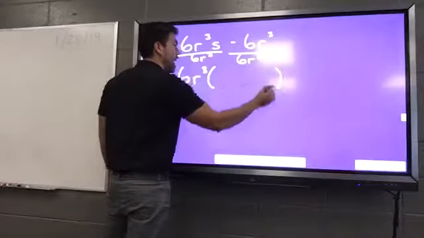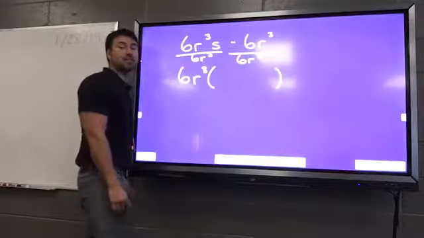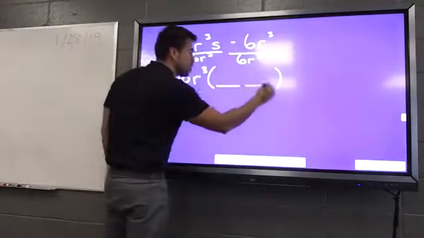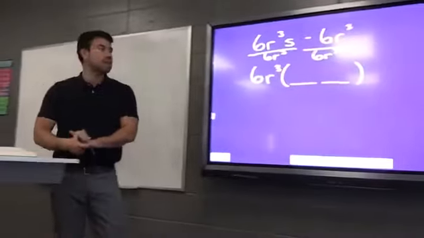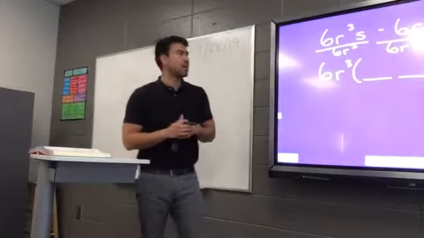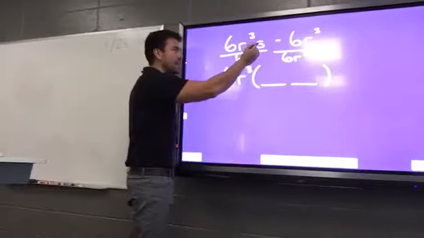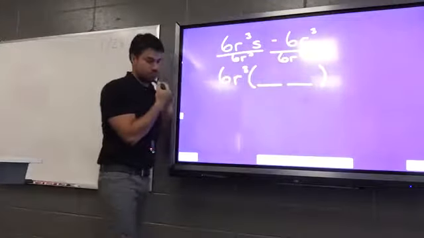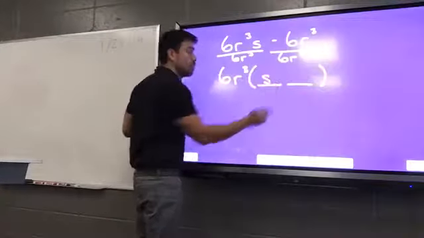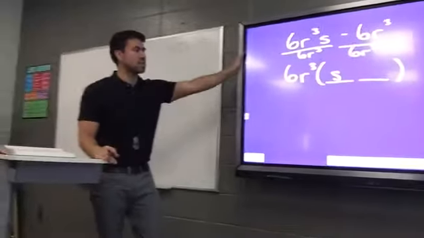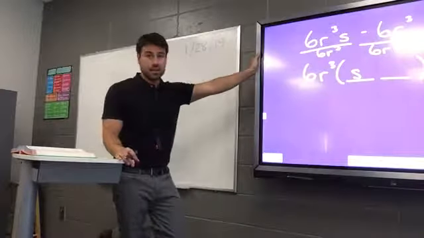So here, how many spots do you think I'm going to have in the parentheses? Two. Two spots get filled, because it's a binomial. All right, what's 6r cubed s divided by 6r cubed? s. 1s. Just 1s. Yep, you can put 1s or just s. Okay, good. Positive.